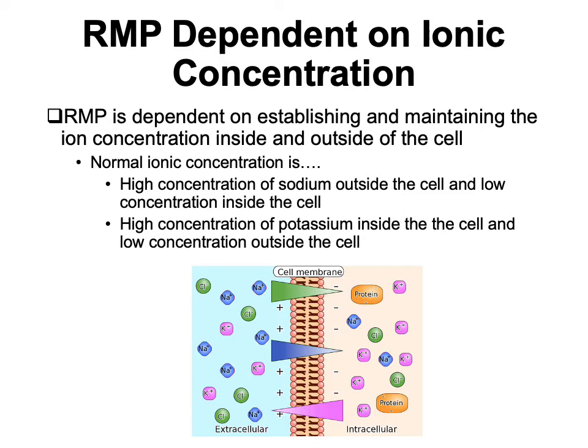Resting membrane potential is dependent on establishing and maintaining the ion concentration inside and outside of the cell. It is this ion concentration that maintains the negative and positive charges just on either side of the membrane, respectively. Normal ionic concentration is a high concentration of sodium outside the cell with a low concentration of sodium inside the cell. It is opposite for potassium. Potassium will have a high concentration inside the cell and a low concentration outside the cell.